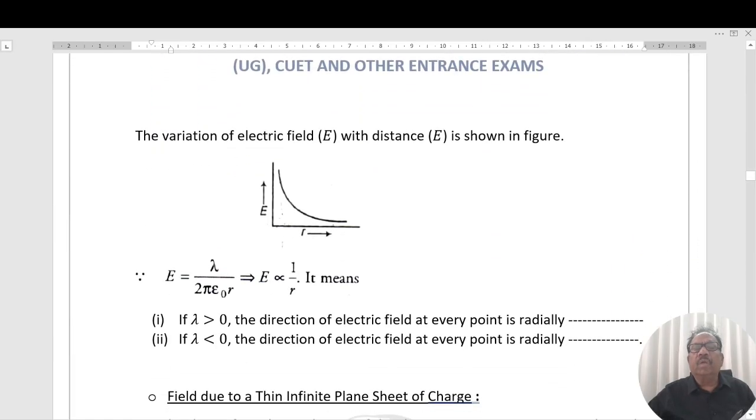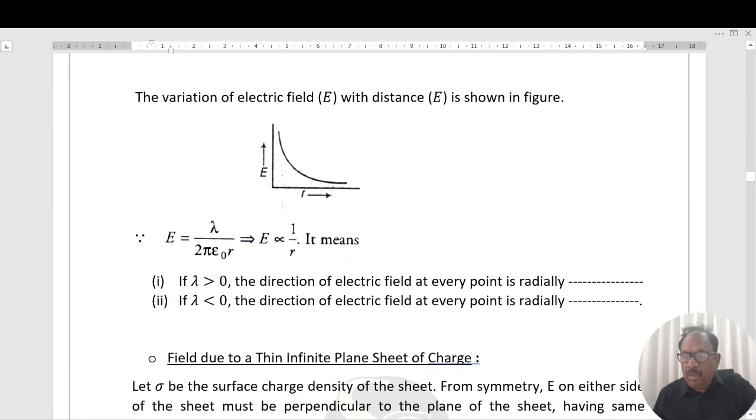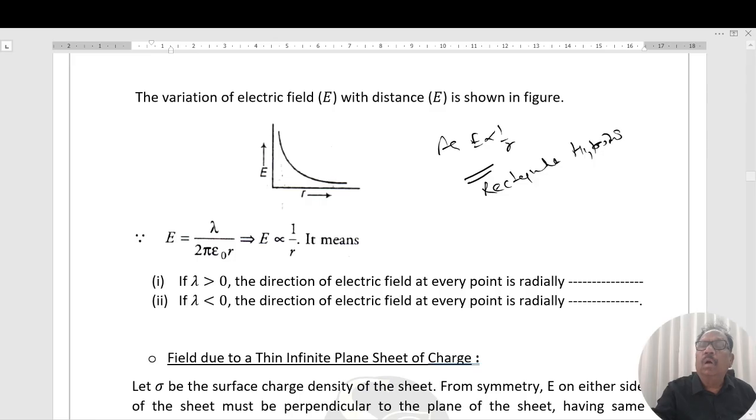Next, variation of electric field. The electric field varies inversely with r, E is inversely proportional to r. It is known as a rectangular hyperbola. This is a rectangular hyperbola, it decreases like this. If lambda is greater than 0, the direction of electric field at every point is radially outward. If it is less than 0, it is inward.